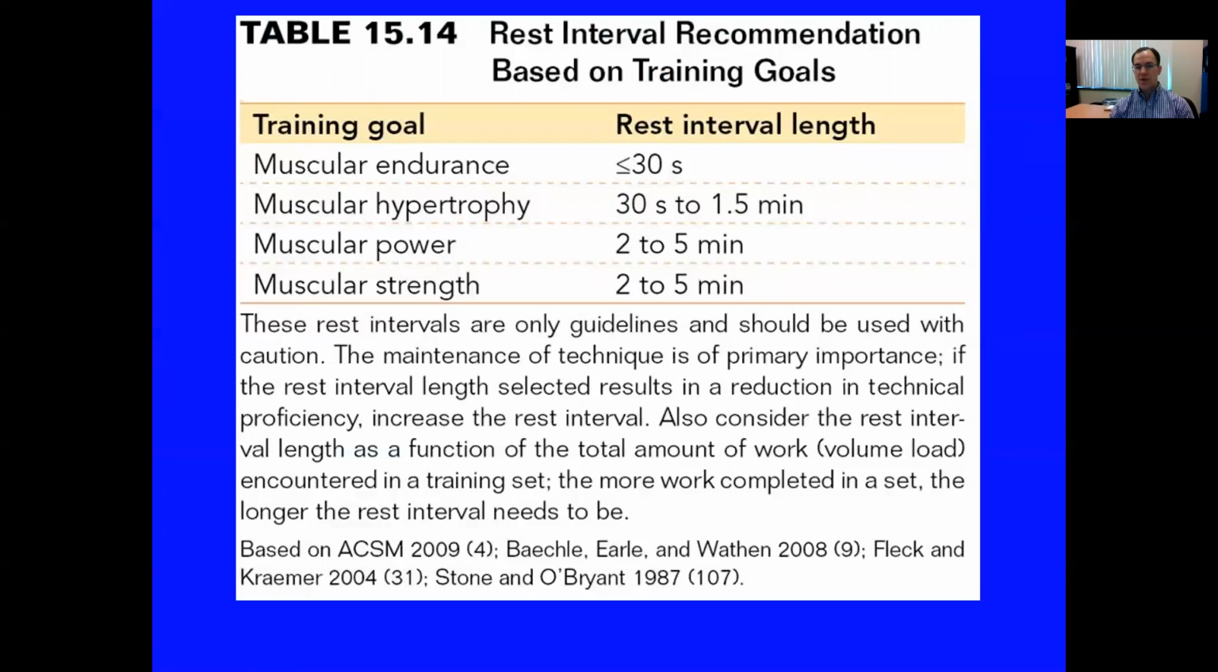Now here's an example of the different rest periods based on the goal. The rest interval for muscular endurance is 30 seconds or less. Hypertrophy is 30 seconds to a minute and a half. And muscular power is anywhere from 2 to 5 minutes, and the same with strength. Now the key here, which I've been emphasizing, is that you need to make sure you match whatever the goal is to the rest period.